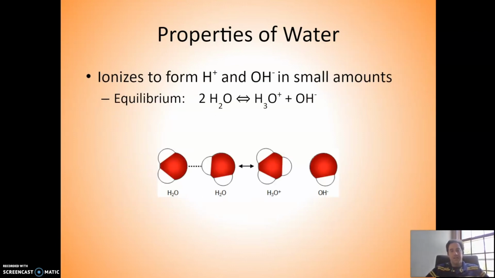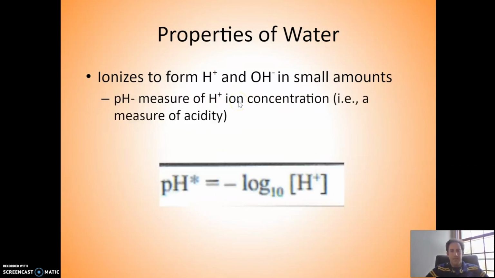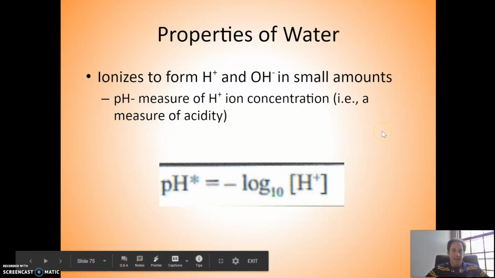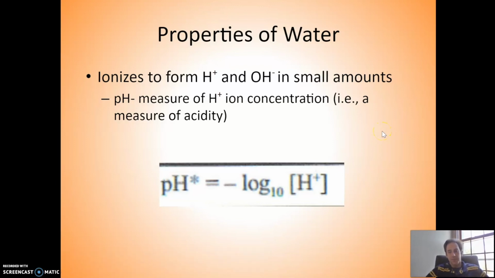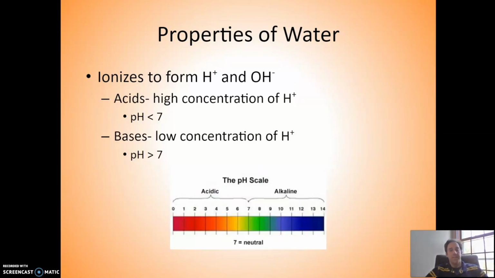Finally, water ionizes to form H+ and OH- in small amounts, and then the H+ immediately joins with another water to form this H3O+, and it creates this kind of equilibrium. Because of this, we have something called pH, which is a measure of the H+ ion concentration. That is, it's a measure of acidity. So here's the equation that you learned about from chemistry. We don't really do these calculations in AP Bio, but we do need to understand what pH is.